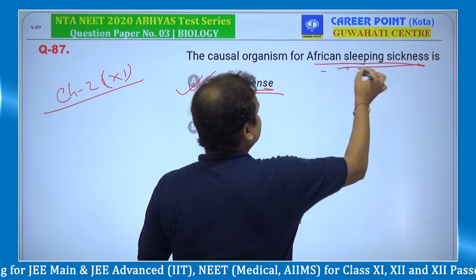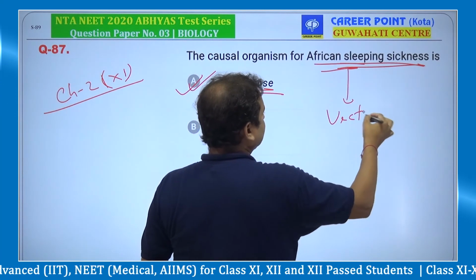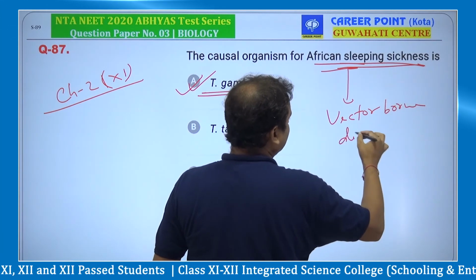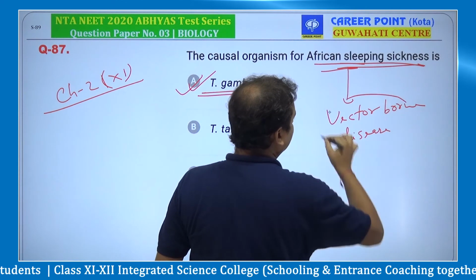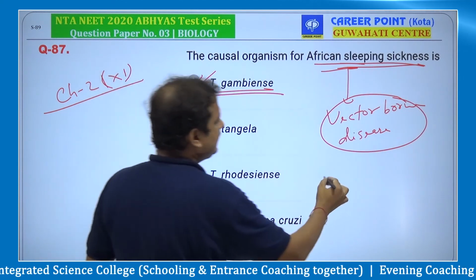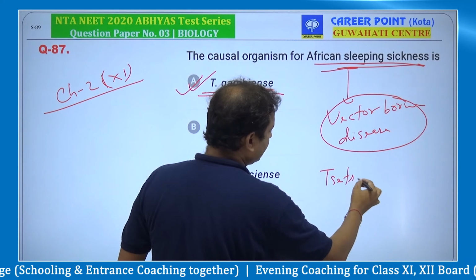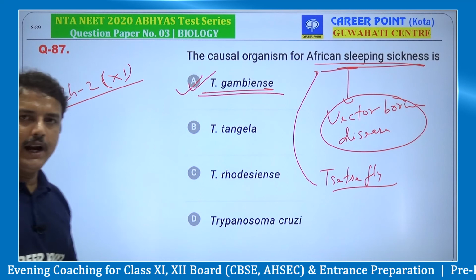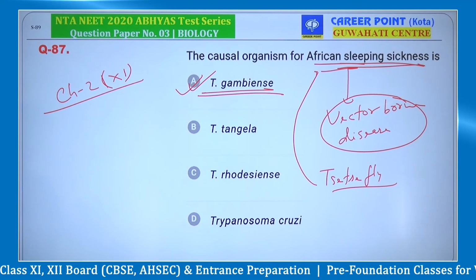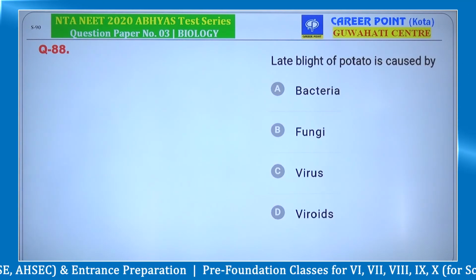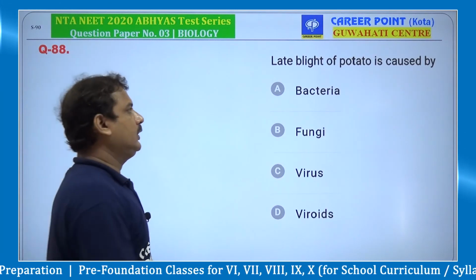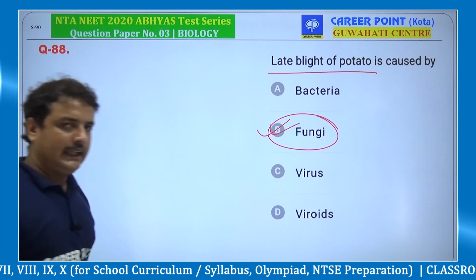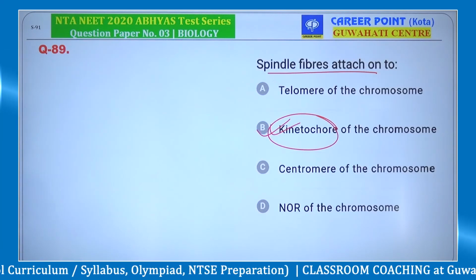Please remember, it is a vector-borne disease, and the vector which transmits this disease is the tsetse fly. As you know, the tsetse fly is the vector for African sleeping sickness. Clear? Next question. Leaf blight of potato is caused by. This leaf blight of potato is a disease caused by a fungus. So the answer is B.